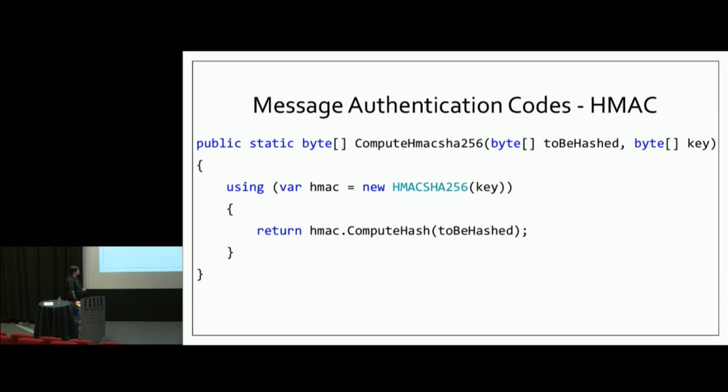So again, very easy to use. We have our little sample method here. We pass in a byte array of the data that we want to hash. We pass in a byte array which represents our key. That could be 32 bytes. We then construct the HMAC SHA-256 object whilst passing in the key. And then we simply call ComputeHash, passing in the data we want hashed, and then we receive a byte array back out the other side.